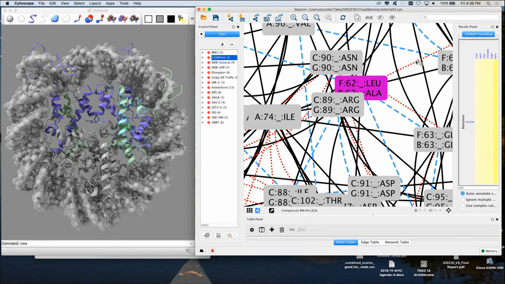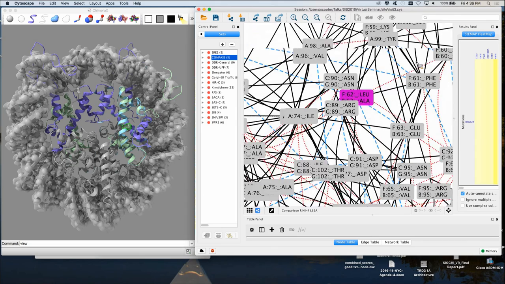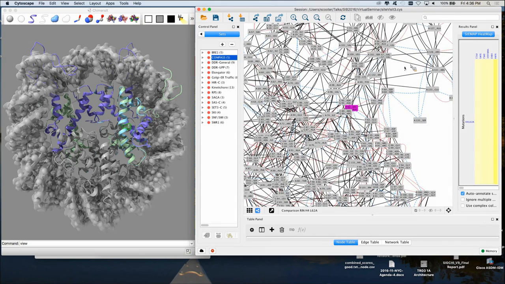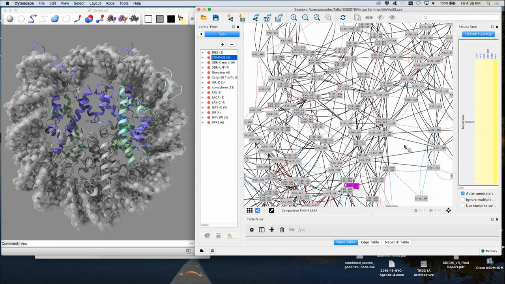Great. If you see a red line, that means that we've modified the contacts such that we now have a contact that is in the second network that isn't in the first network. And if we look at the blue lines, that's a contact that's in the first network that isn't in the second network. And what you'll see if you zoom out is that modifying that alpha helix has the impact of a very far-reaching change in terms of the residue-residue contacts.